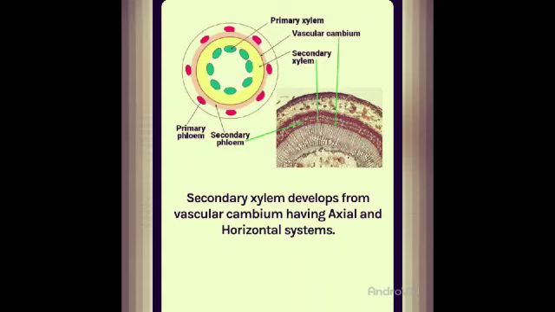Here you can see the primary phloem is outside, and the secondary phloem. The inner lining of green color is primary xylem, and between the primary xylem and the primary phloem is a vascular cambium. This is a real picture of wood. You can compare this diagrammatic representation of secondary xylem with the real wood. These are the rings of vascular cambium, and the second is the ring of secondary xylem.